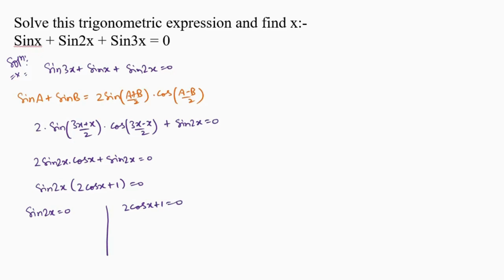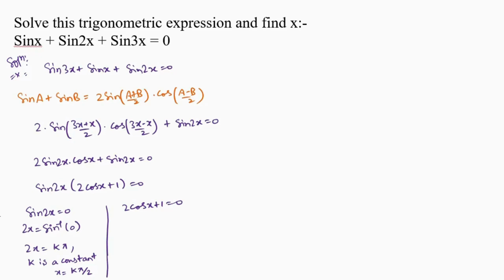So for sin 2x equals 0, we can write 2x equals sin inverse 0, so 2x equals k pi, where k is a constant. Therefore, x equals k pi by 2.